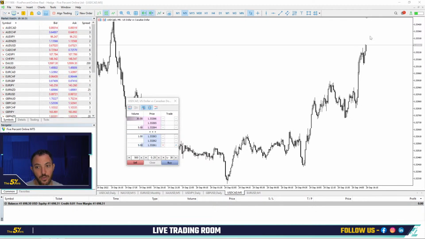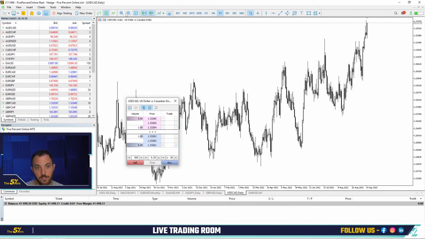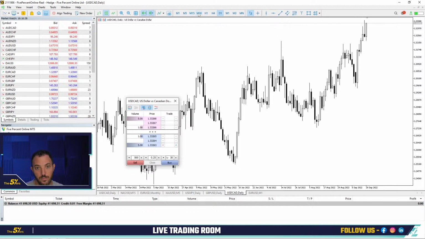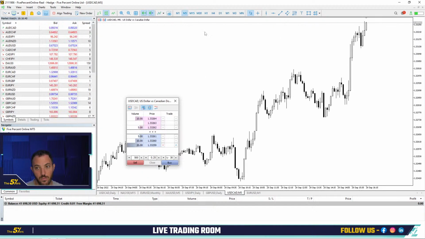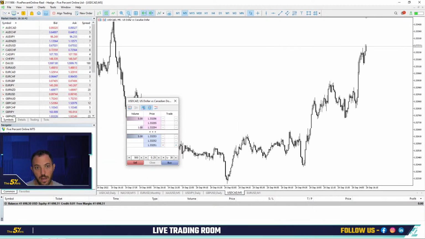So that might be the trigger for a nice trend up. We'll keep an eye open to see if we start a new trend here and if I can join the bullish movement.